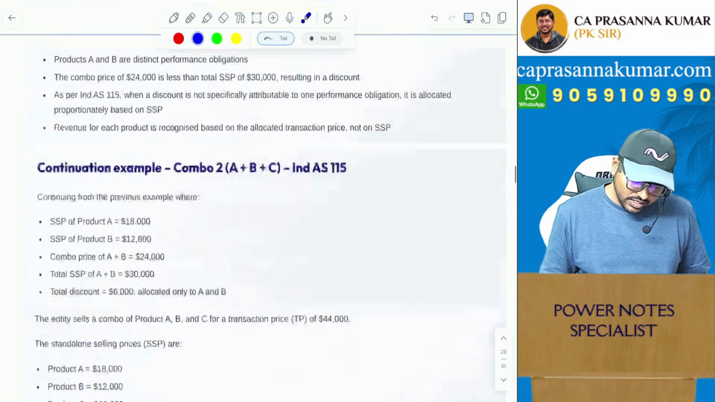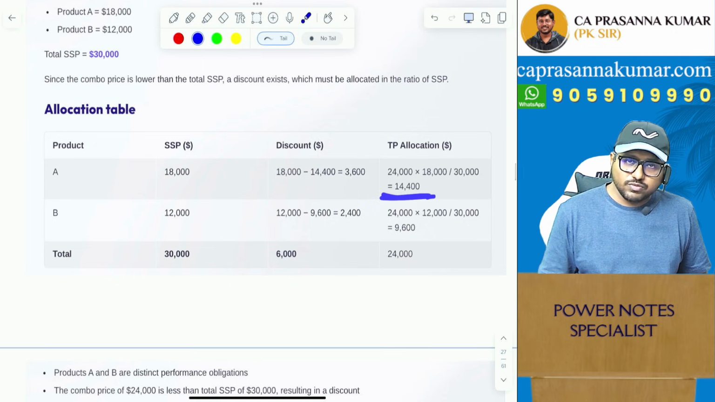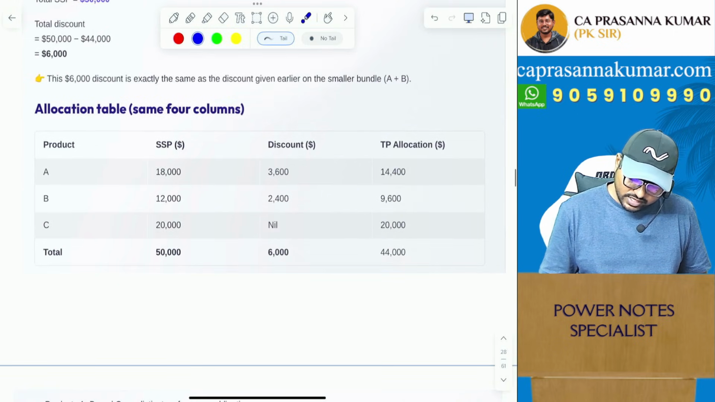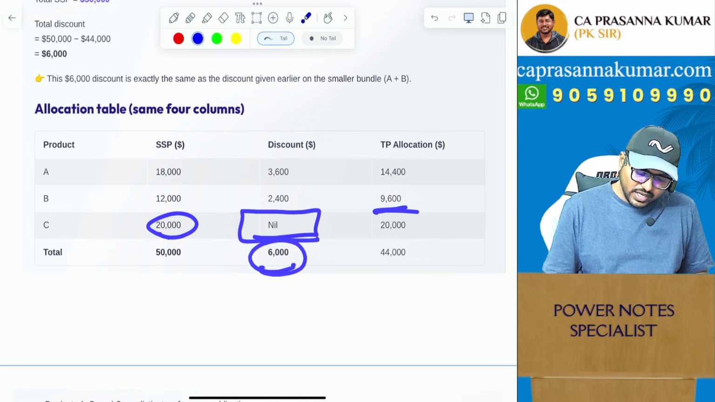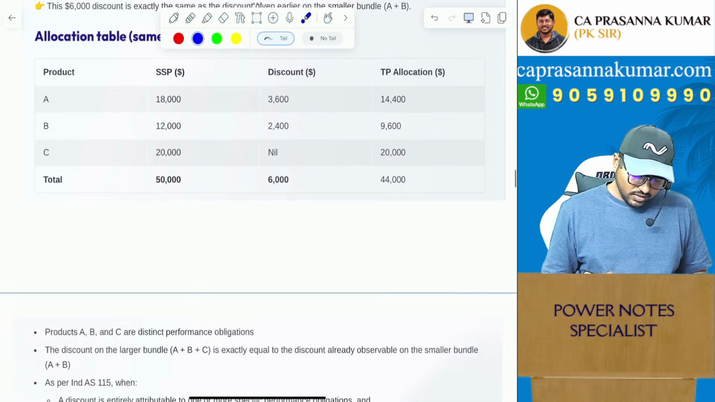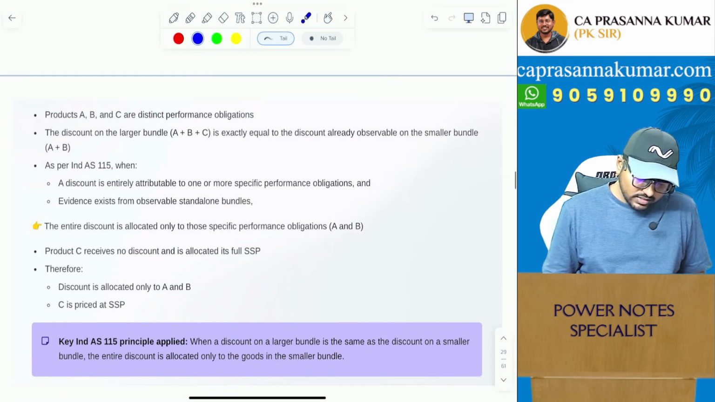Okay, how much is the allocation? 14,400. Earlier also 14,400. This is 9,600. Same stuff. And for C, we did not give any discount, because that 6,000 should be allocated only to A and B. Got the point? So look at the analysis here.